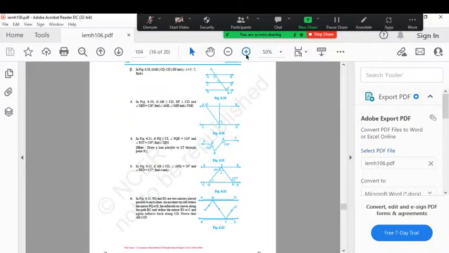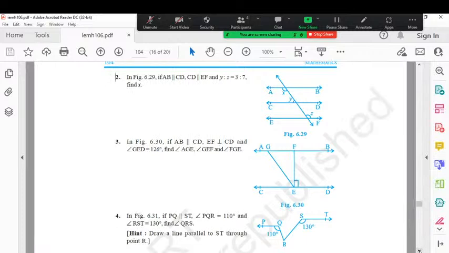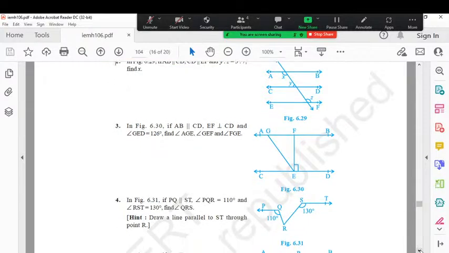Okay, now we have more exercises that we need to solve and understand. And I'm here with one more exercise.